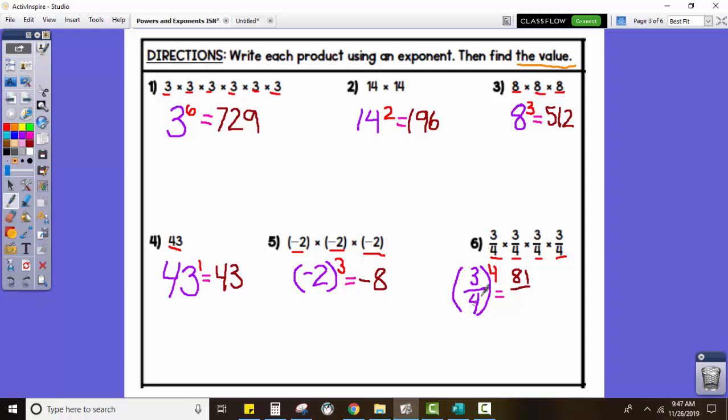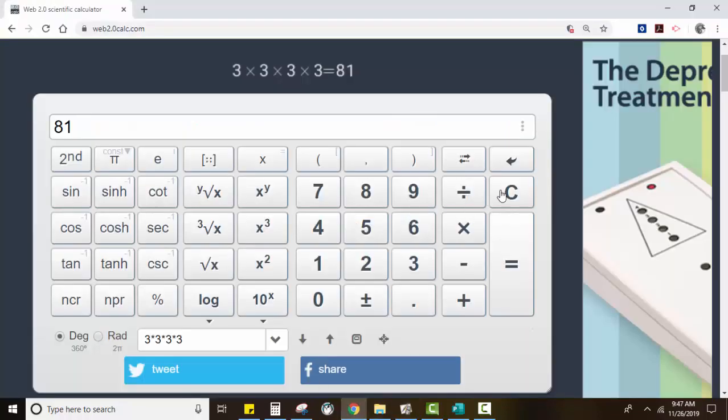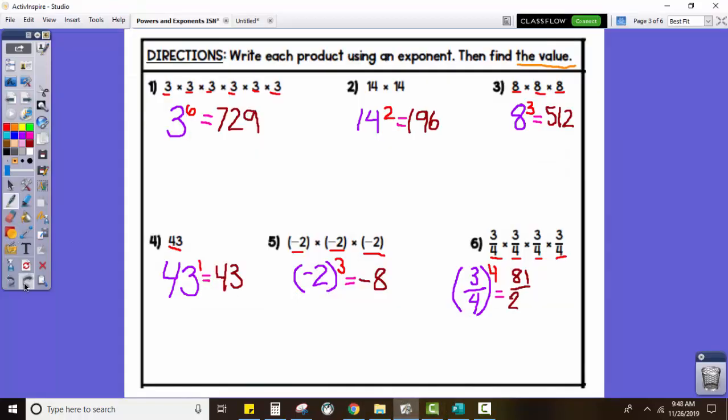And for my denominator, I'm going to do 4 times 4 times 4 times 4. Straight across the top, straight across the bottom. So clear this out. I've got 4 times 4 times 4 times 4. 1, 2, 3, 4 of them equals 256.